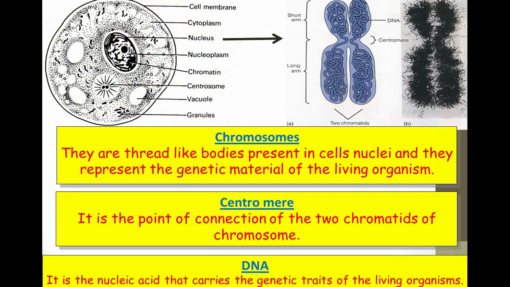A chromatid also consists of two parts: DNA, which means nucleic acid, and protein. DNA is a nucleic acid that carries the genetic traits of living organisms. Okay?